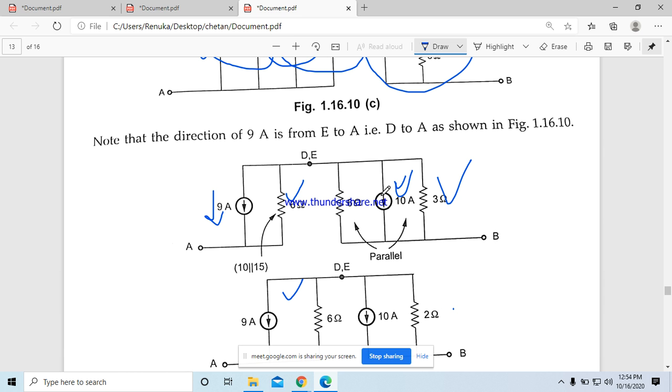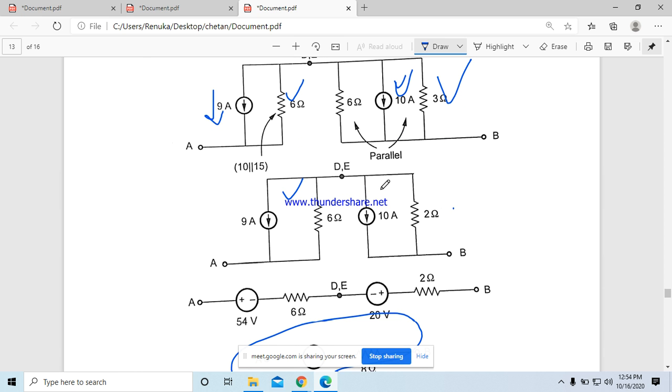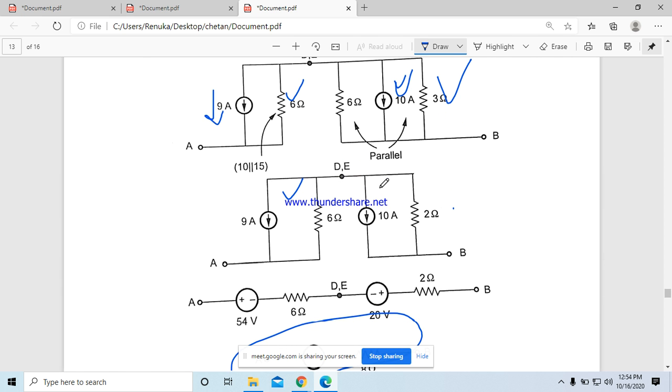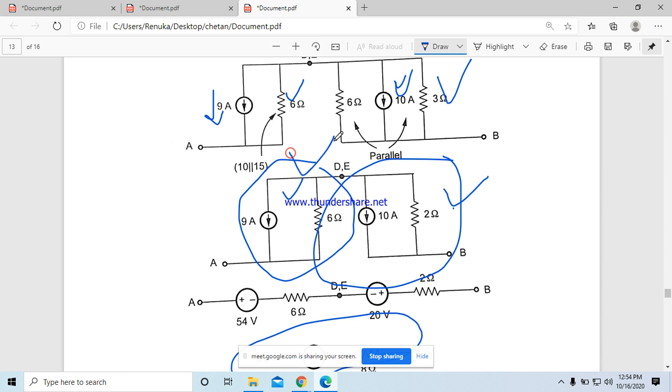what you can do? Convert this voltage source into a current source, and this current source into a voltage source. Fine. Before doing that procedure, these two are parallel. 6 into 3 divided by 6 plus 3, you will get 2. Now you can say that this is one setup. This is another setup. Convert this setup into a voltage source.